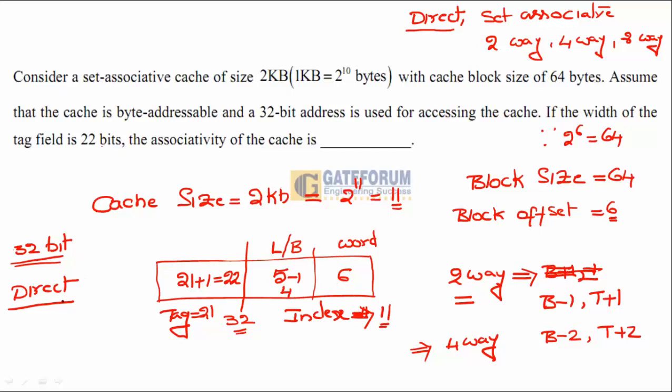When you go for set associative mapping, block field is equal to block field minus 1, tag field is equal to tag field plus 1. Now, after two-way set associativity, the tag field becomes 22 bits. We don't need to go anywhere because the given number of tag bits in the question is equal to 22. So the mapping is two-way set associativity. So the associativity of the cache is two-way. This is the answer for this.